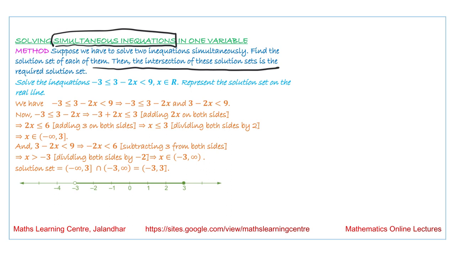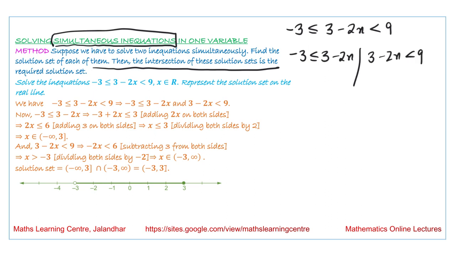As an example, this system of inequalities is given: minus 3 is less than or equal to 3 minus 2x, which is less than 9. We are saying that this system is equivalent to two systems. One is minus 3 is less than or equal to 3 minus 2x, and the second is 3 minus 2x is less than 9. Solving the first part, we get minus 6 is less than or equal to minus 2x. So this gives us 6 is greater than or equal to 2x, so the value of x is less than or equal to 3. This is the first part we have.